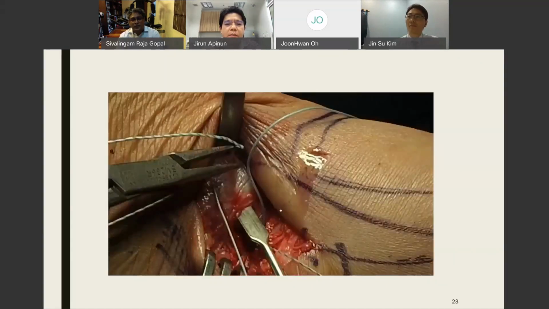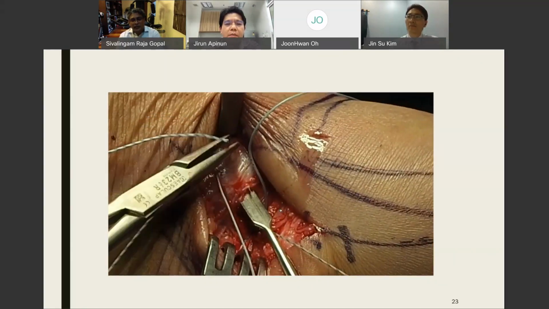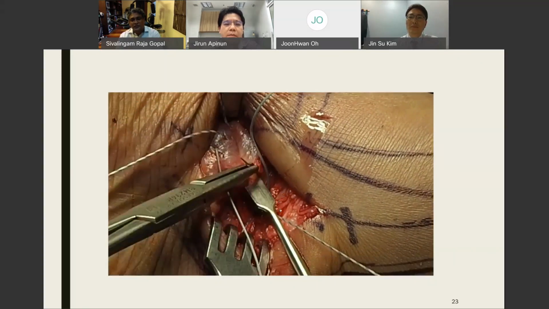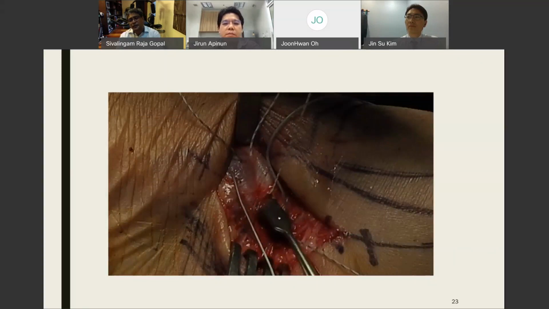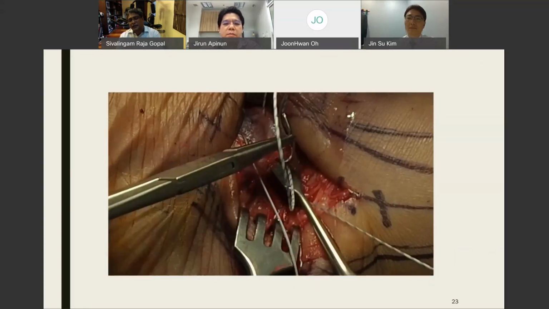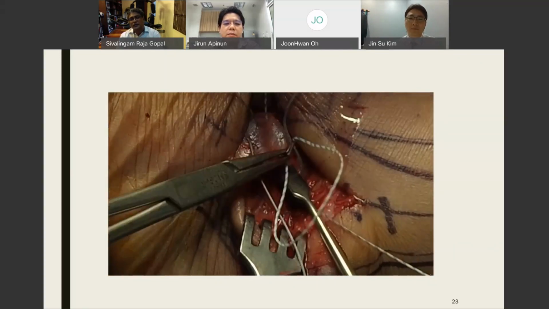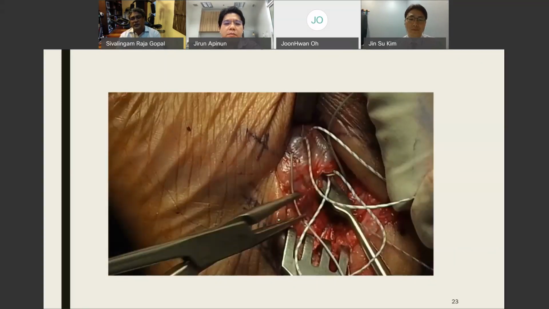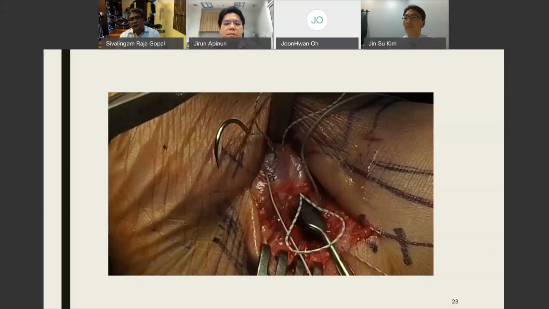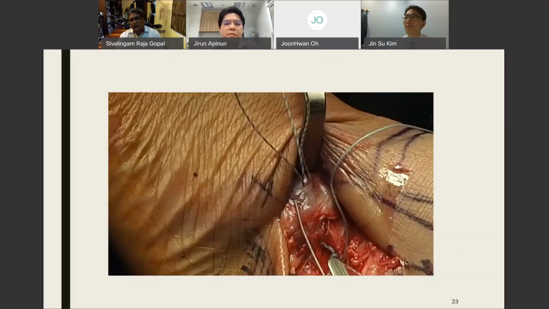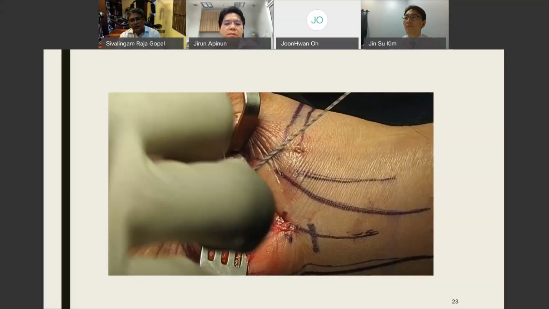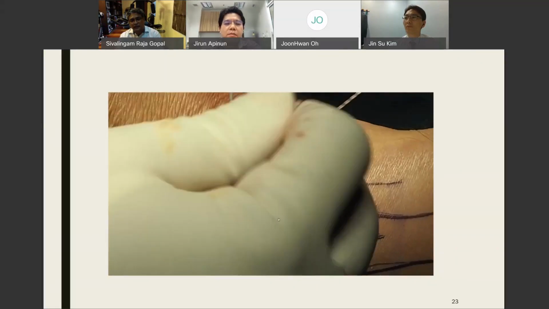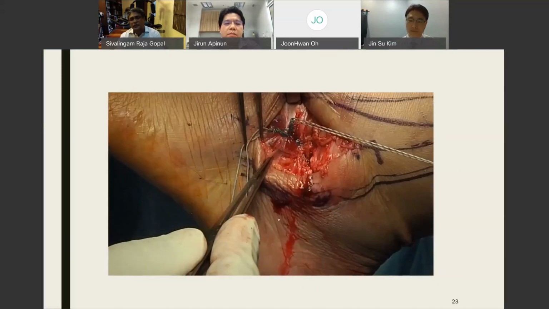And after, again, the same method of stitching using the Mason Allen stitch, I tie them back to the periosteum of the fibula. So it actually gives me a two-band picture where, after the stitch, there's a small modification you can see. I do modify it slightly, and after I tie the knots, I bring it back to the periosteum.